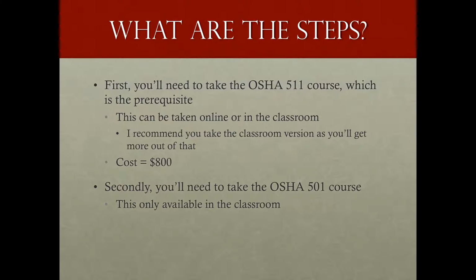That's one good example. So you can take the OSHA 511 online, or you can take it in the classroom. Again, the online courses can be very brutal, especially the OSHA 511. So I recommend you take the classroom version if you can. Rough cost is about $800, give or take maybe $100 or $150. Either way, it could be cheaper, could be a little bit more. Then the next step is to just take that OSHA 501 course, and this is only available in the classroom.